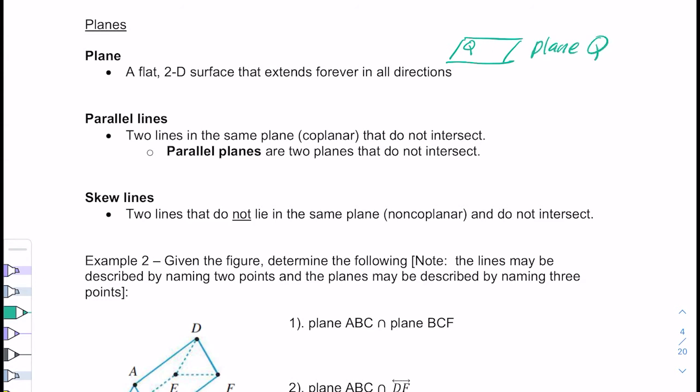But a plane doesn't have to have four sides. A plane just has to be a flat surface. So the smallest plane that you can make could be a triangle. That's a plane. So if I label this ABC, we would just call this plane ABC.